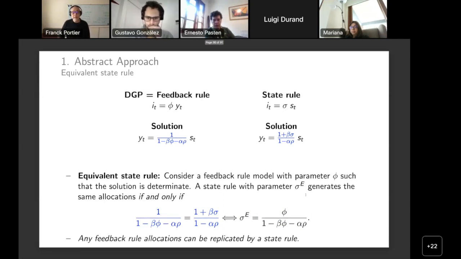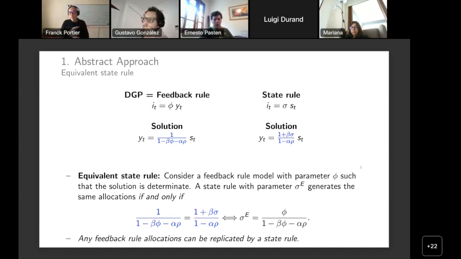So here we can see that any feedback rule allocation can be replicated with a state rule allocation. Okay. So in a way, if I'm assuming a state rule wrongly, it doesn't matter, because I will not know what the central bank is doing in practice in its implementation. If you think that this is the implementation, meaning that the central bank should look at y and decide i so that i is phi of y, I just know that the central bank is in the end mapping the state into this i, but the allocations will be the same. Okay.